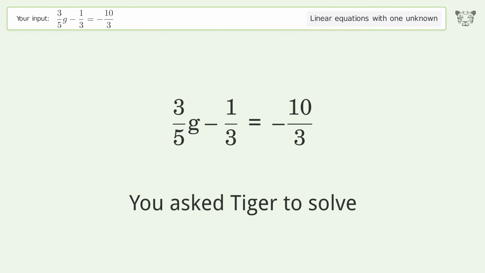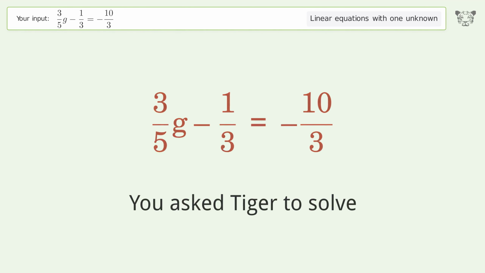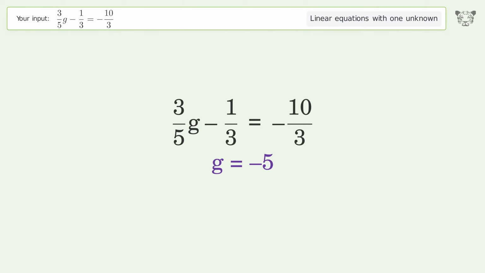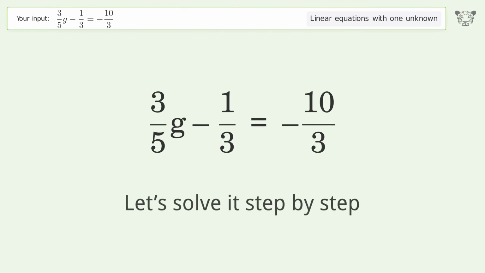You ask Tiger to solve. This deals with linear equations with one unknown. The final result is g equals -5. Let's solve it step by step.